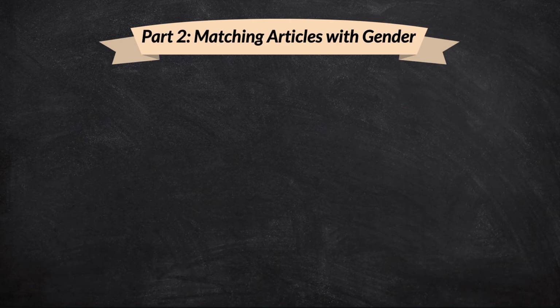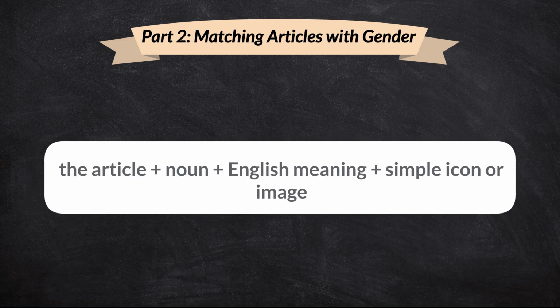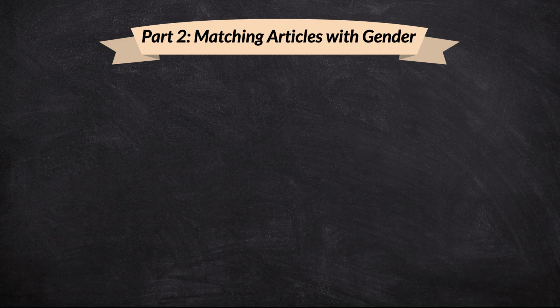Part 2. Matching articles with gender. In German, nouns have a gender. That means every noun is either masculine, feminine, or neuter. The words ein and eine are used for a or an in English. But in German, you must use the right article depending on the gender of the noun. Let us look at how this works. For masculine nouns, we use ein.